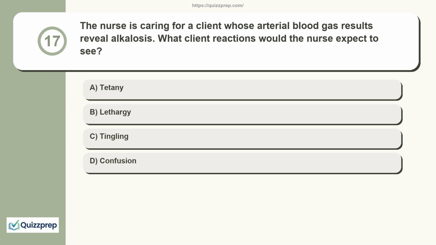Question 17. The nurse is caring for a client whose arterial blood gas results reveal alkalosis. What client reactions would the nurse expect to see? Tetany, lethargy, tingling, confusion.